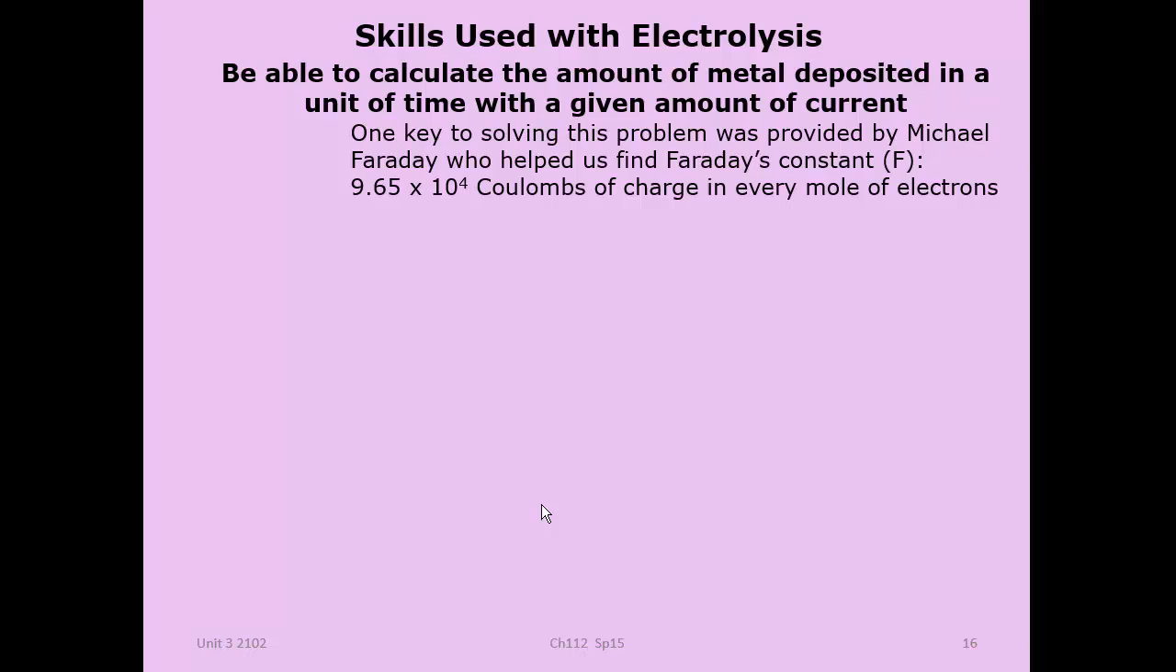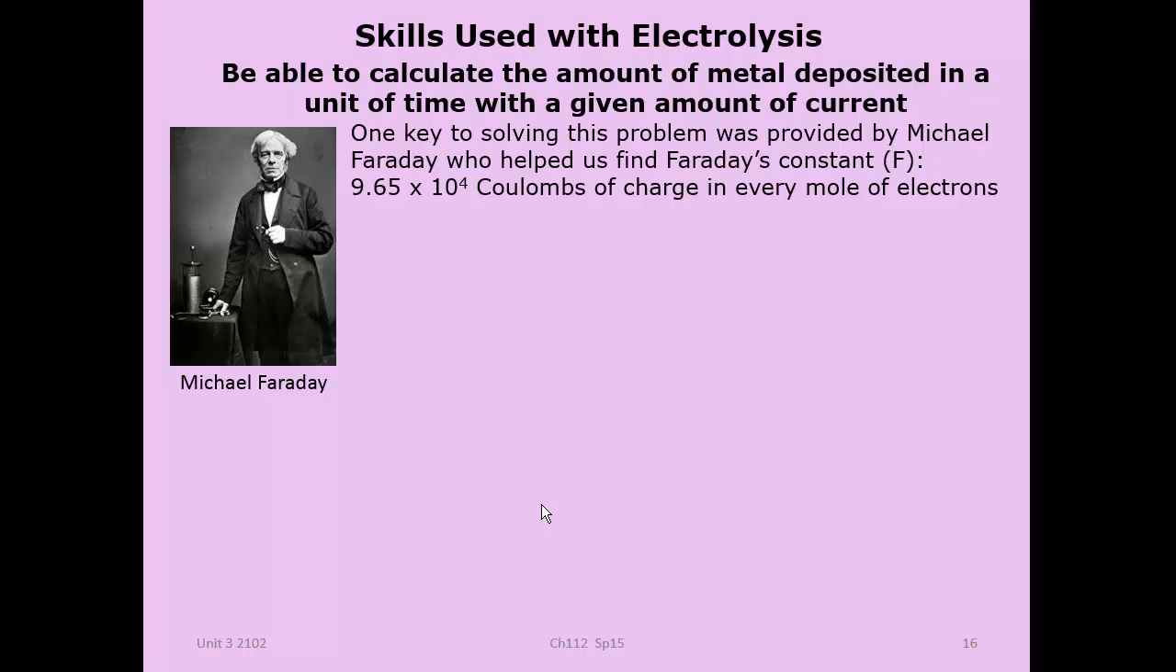One of the keys to doing these kinds of problems was discovered by Michael Faraday. There's a picture of Michael Faraday. He defined Faraday's constant as 9.65 times 10 to the 4 coulombs of charge in every mole of electrons. Coulombs is what we, in electricity world, use as a standard amount of charge in a set number of electrons. There's that many coulombs in a mole of electrons. And current itself is how many of these coulombs flow by every second. So 1 amp is 1 coulomb per second.